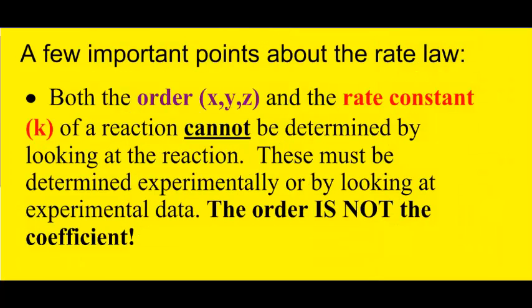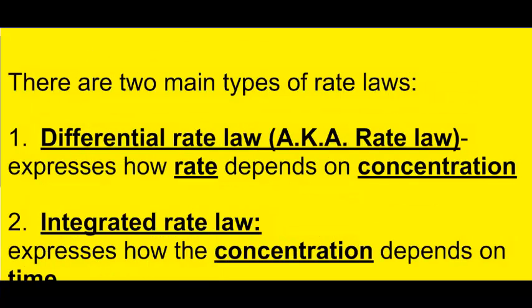Okay, so again, a few important things about the rate law. The orders X, Y, and Z and the rate constant cannot be found simply by looking at the equation. You must determine them experimentally. We use a method called the method of initial rates, and it's, again, very important that you note the order is not the coefficient.